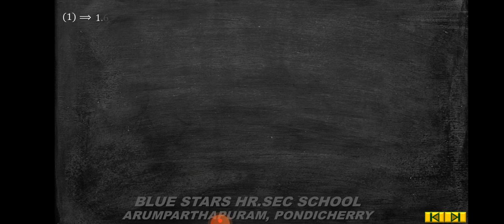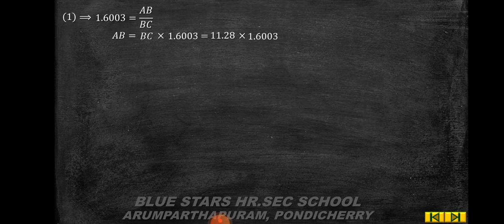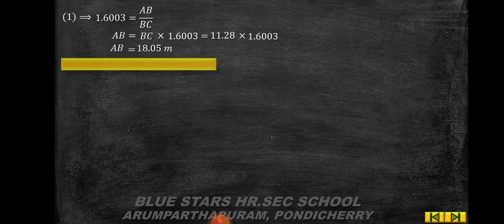Then the first equation implies 1.6003 is equal to AB by BC. So AB is equal to BC into 1.6003, and now we have found the value of BC, that is 11.28 into 1.6003. So the value of AB is equal to 18.05 meter. Therefore, the height of the tower is equal to 18.05 meter.